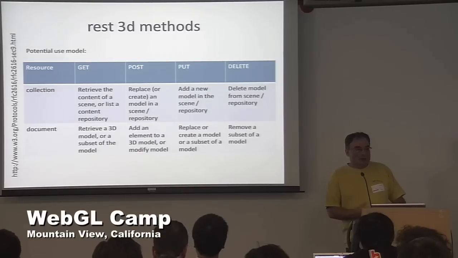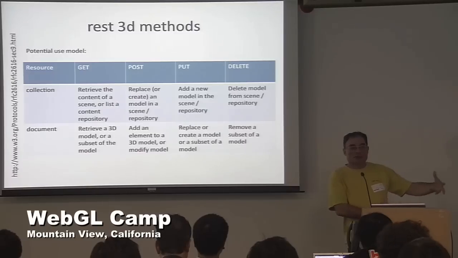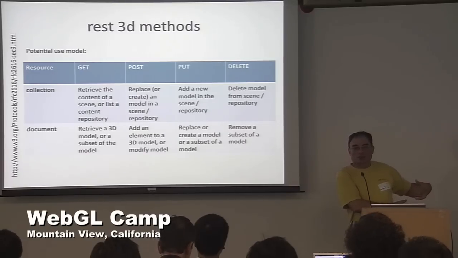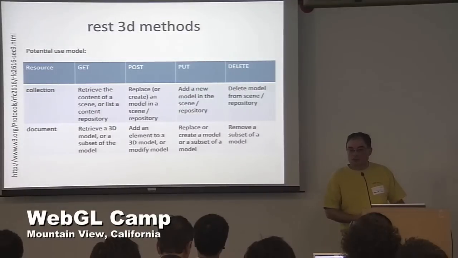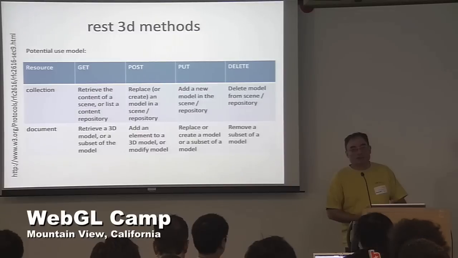There are a couple of things you can consider. You can consider the size of the thing you're accessing. It could be a whole collection, which is the equivalent of a directory, or a folder of a folder of a folder, the whole system. That's a collection in web language. And you can do things with that collection. You can add documents to a collection. The document could be a 3D model or a subset of a 3D model. Or you could go even deeper.